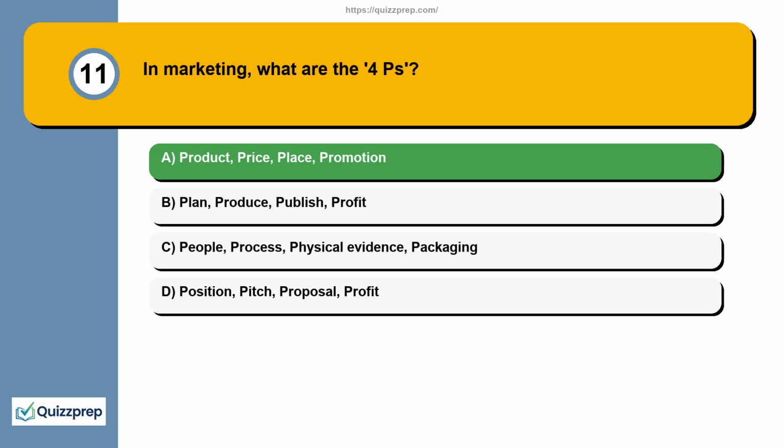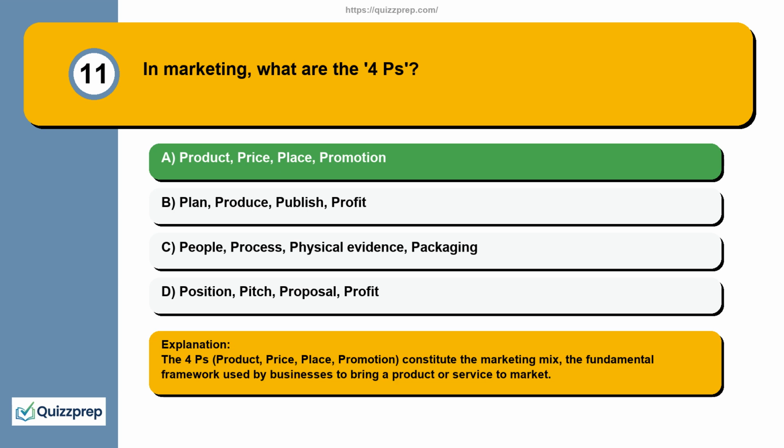The correct answer is option A. Product, price, place, promotion. Explanation. The 4 Ps, product, price, place, promotion, constitute the marketing mix, the fundamental framework used by businesses to bring a product or service to market.